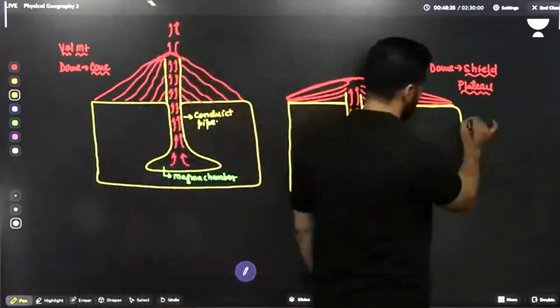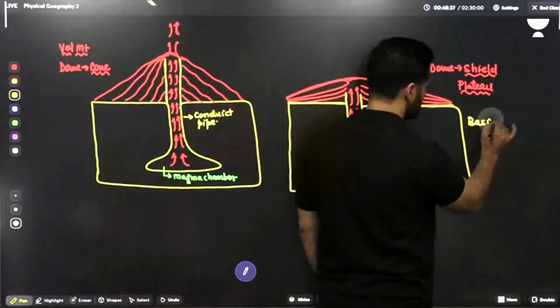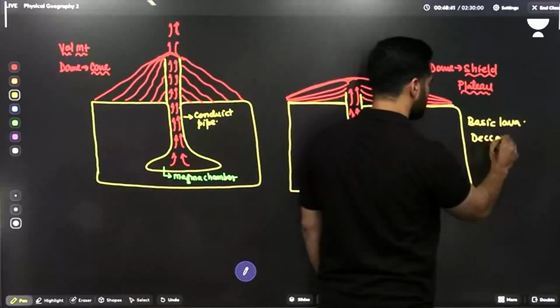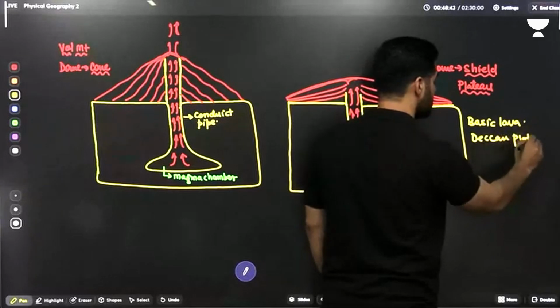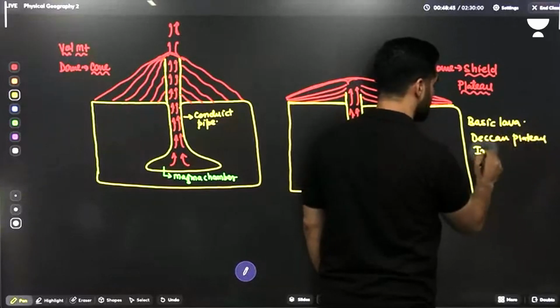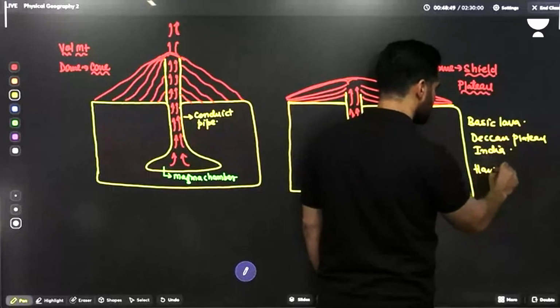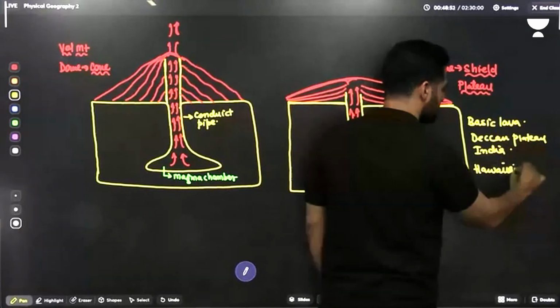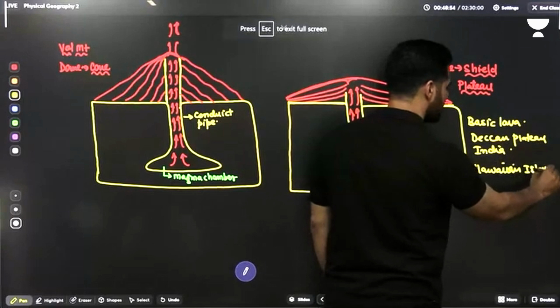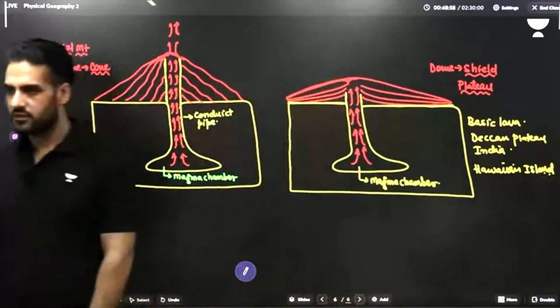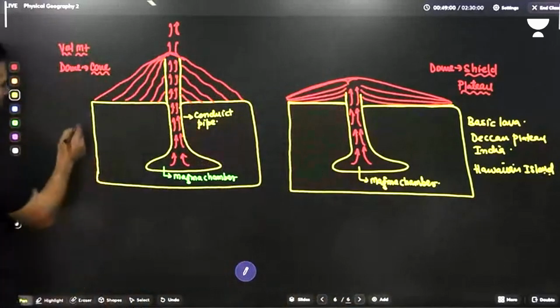अगर मैं इसकी example दूं, this is the eruption associated with basic lava. We have one example of Deccan Plateau of India. Another, we have one more example, Hawaiian Island. अब देखो, जब मैं डेक्कन प्लेट्यू एंड हवाईयन आइलैंड की फॉर्मेशन बताऊंगा, आपको और क्लियर हो जाएगा कि क्यों सर ने ऐसा कहा था.